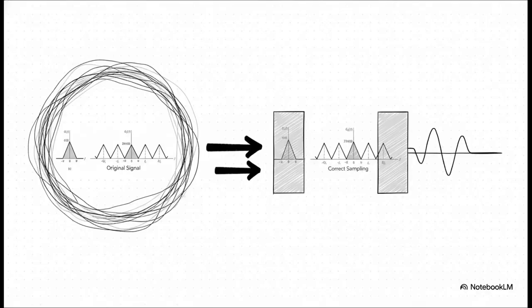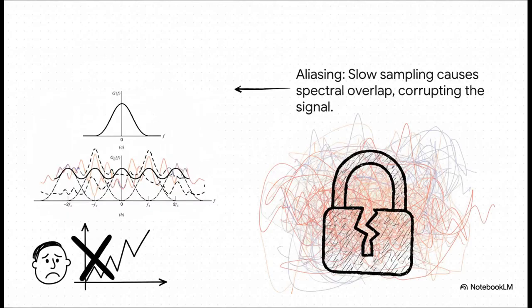And this visual shows you why that rule works so perfectly. On the left, that's the frequency spectrum of our original signal. When we sample it correctly, look what happens on the right. We create these perfect, clean copies of that spectrum. You see that gap between them, that little bit of empty space? That's everything. It means we can use a simple low-pass filter to just pluck out the original spectrum and rebuild our signal flawlessly.